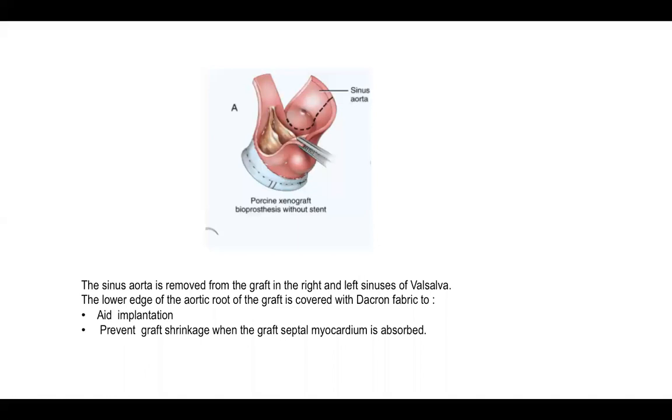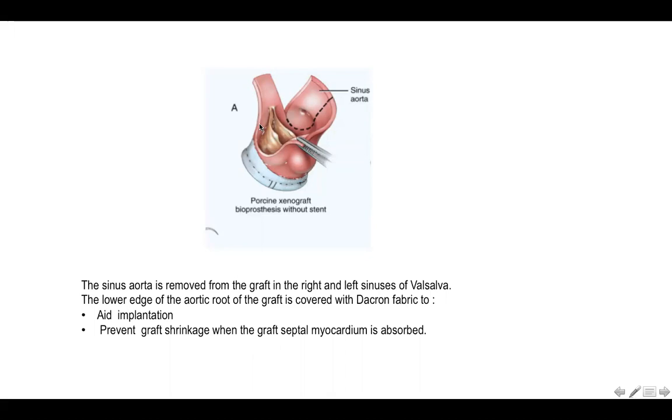As we mentioned before, the implantation is the same as for the homograft. You start with the incision. This is the xenograft. You incise the coronary ostia, and you can see the Dacron fabric, which helps for implantation and prevents shrinkage of the graft.